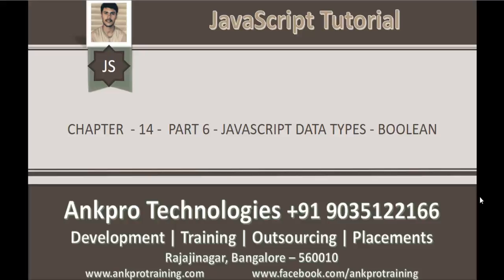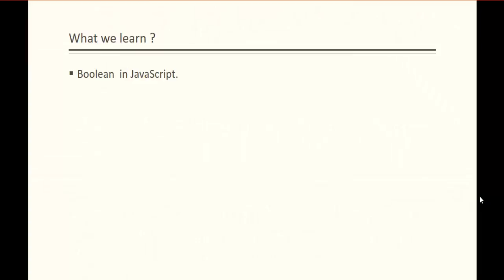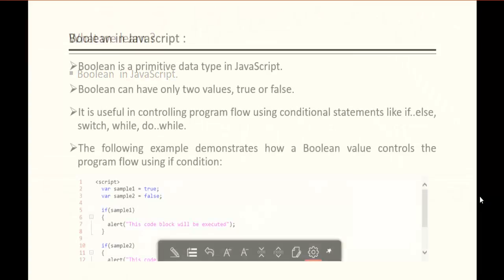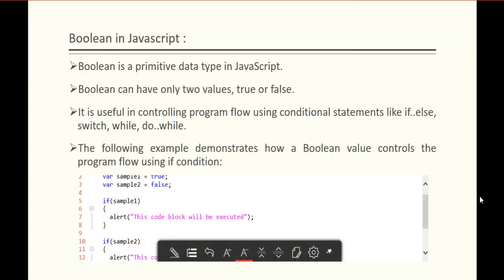My name is Harish. In this session, we are going to learn about the Boolean data type in JavaScript. So, here comes the first slide. Boolean is a primitive data type in JavaScript, and Boolean can have two values, that is true or false.